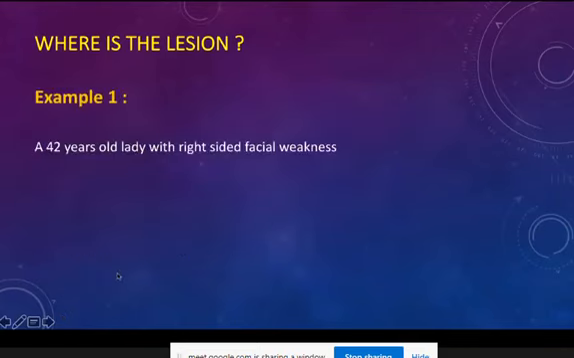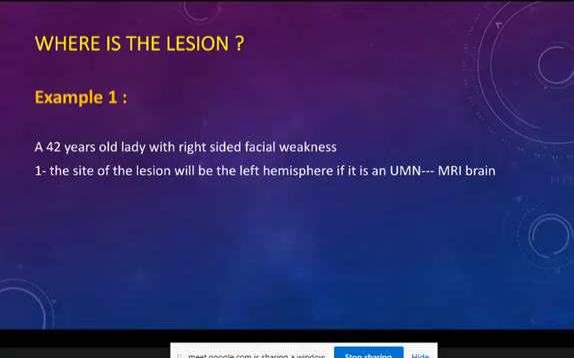Example: a 40 year old lady with right-sided facial weakness. It's a very, very common case, and we see it in clinical practice, on the ward round or in the outpatient clinic. A patient with facial weakness, every time we see them. The site of the lesion will be in the hemisphere if it is an upper motor neuron.